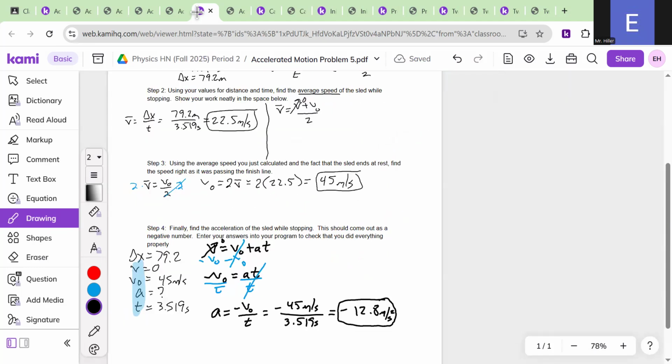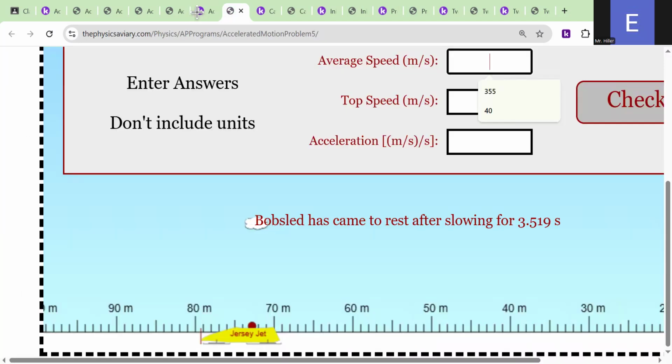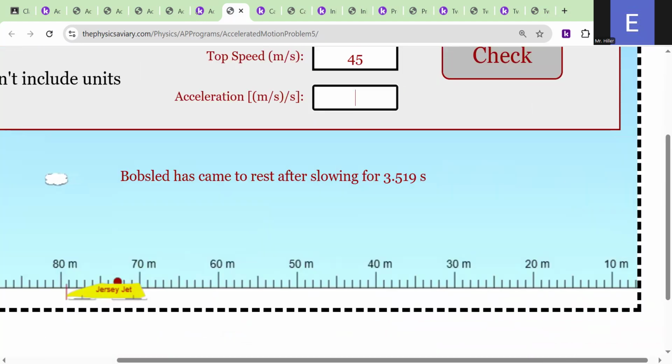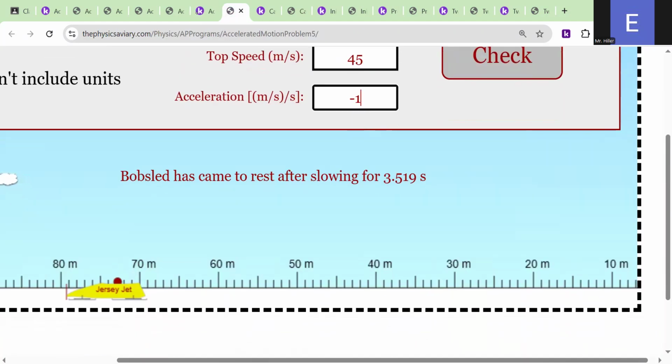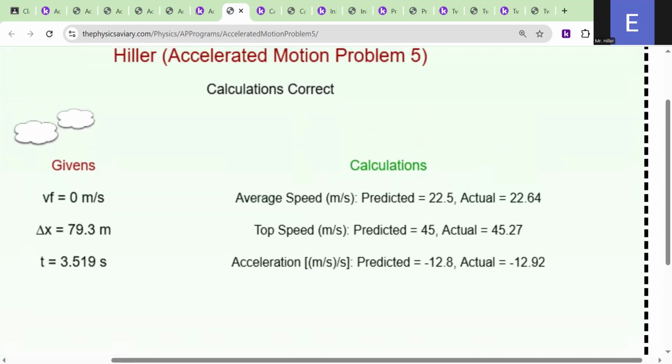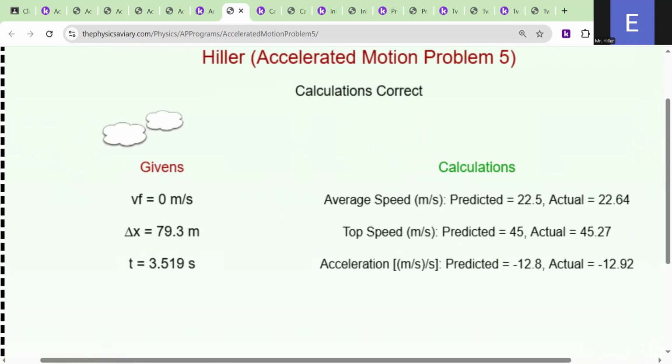All right, let's enter these three values into the program and see how we did. Enter yours, I'll enter mine. All right, there you go. Question number 5 correct. Hopefully you were able to get it correct as well. If you got it right, let's go on to question 6.